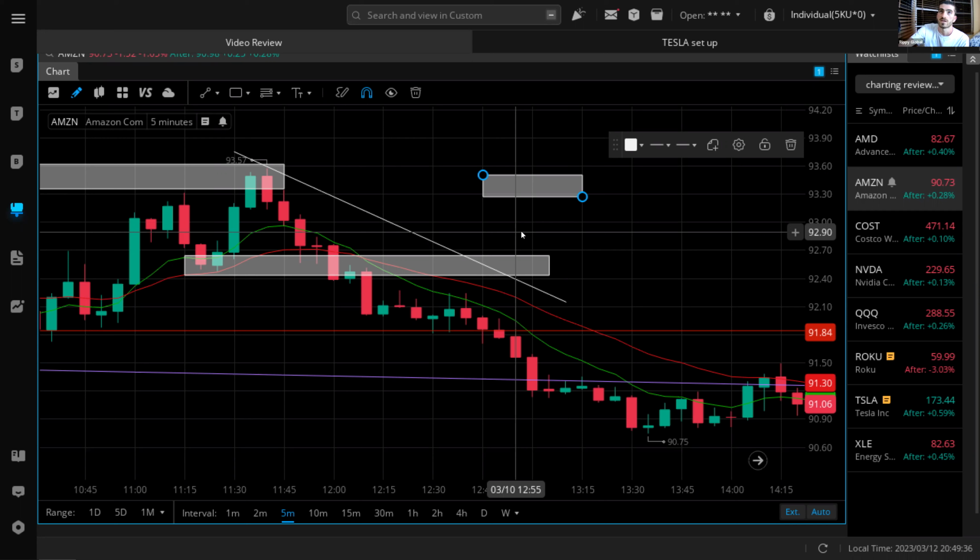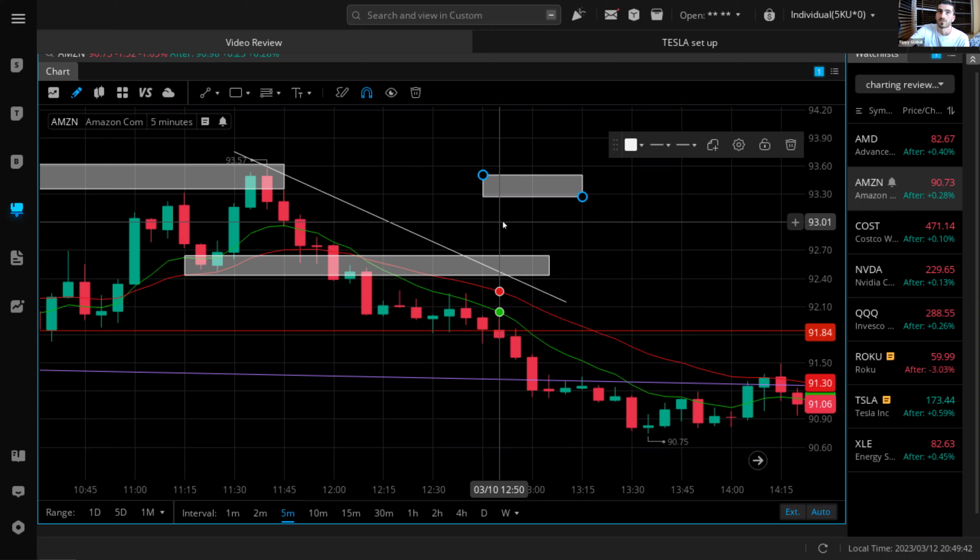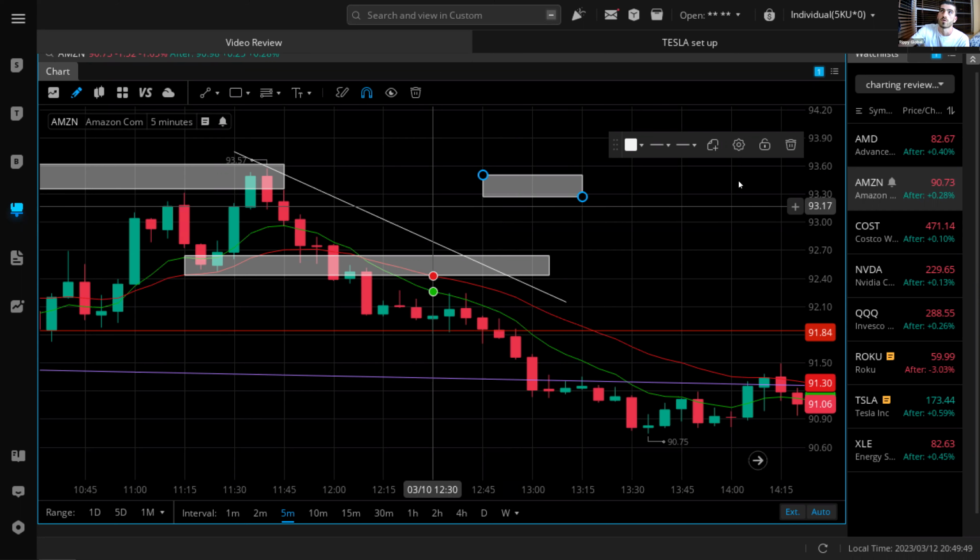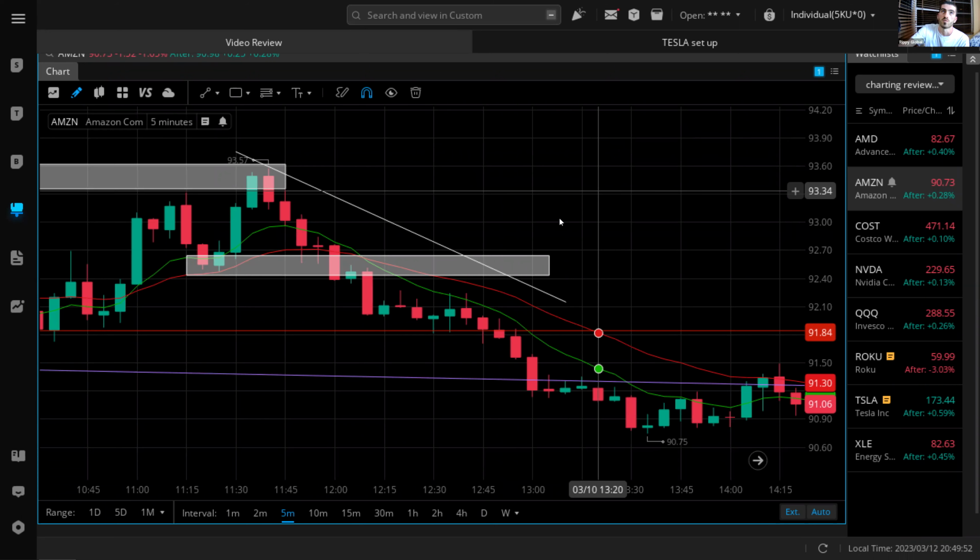If you're sized heavy, you may not have the emotions to hold that long. And that's going to put so much pain into it, like, I'm down this much. If it breaks out, I'm screwed. If it rejects and I get out, I'm going to be upset because I should have held longer. You want to size where emotions are not in the equation. You don't want to oversize.